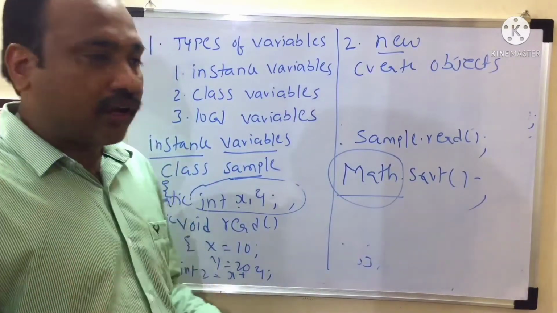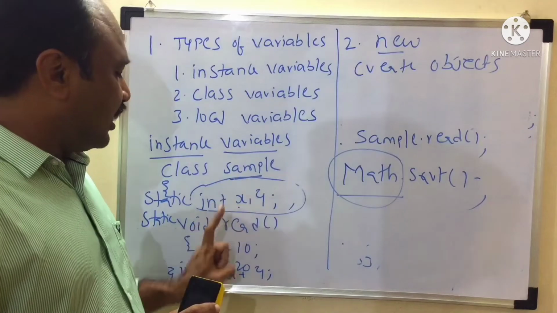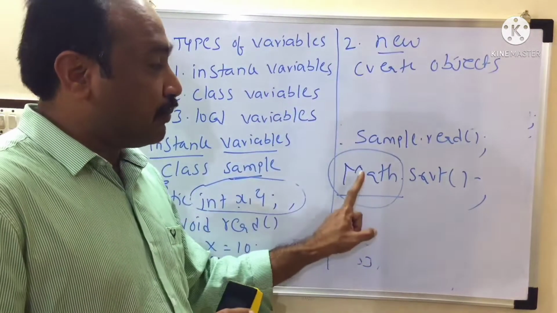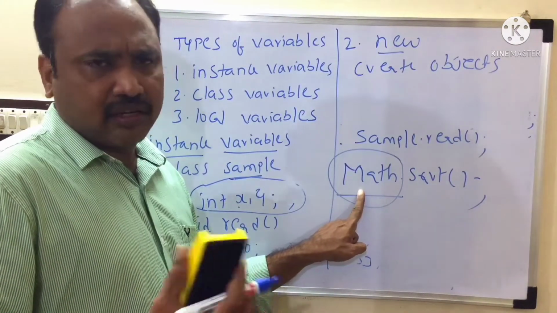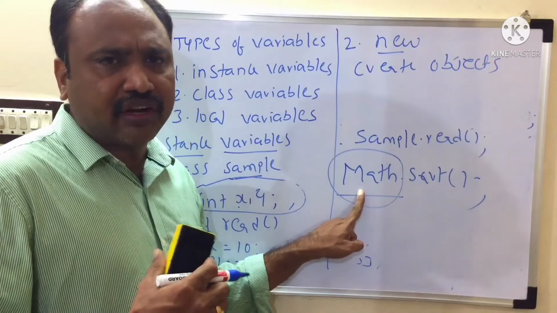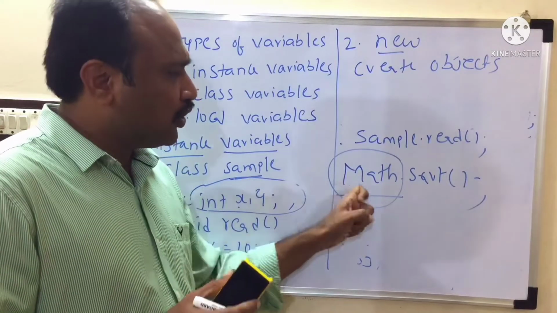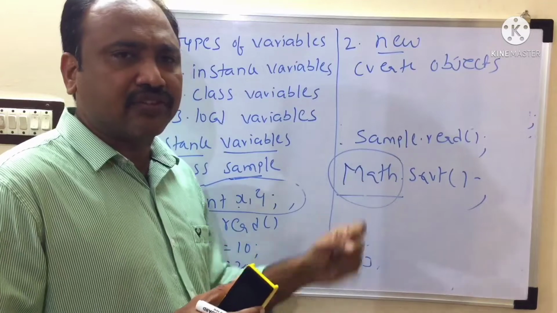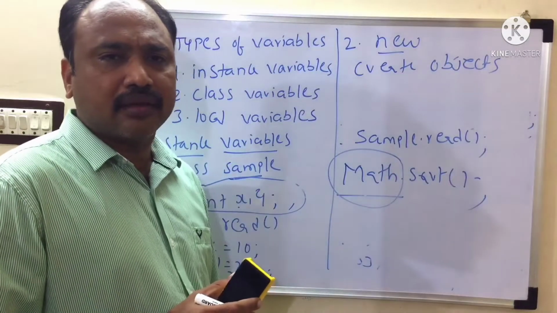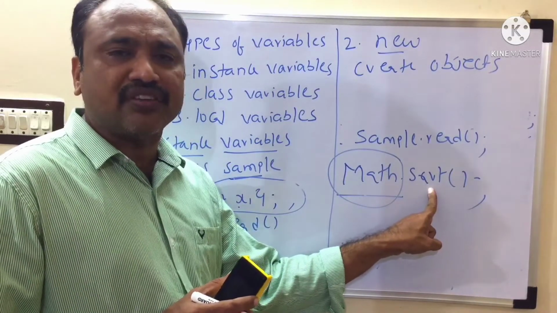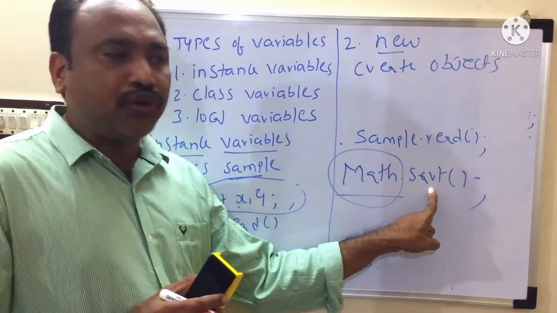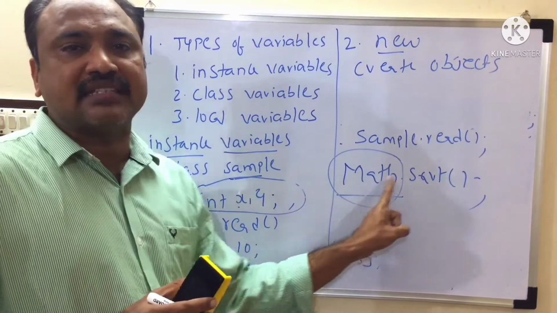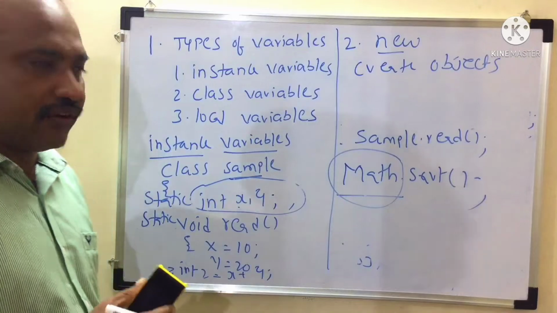So the rule is the same for all. To access the sample class read method, we created an object. In the same way, Math is a predefined class. Of course, it may be a predefined or user-defined class; we have to create an object. We are not creating an object for the Math class. Then how are we accessing it? Because the square root method is a static method. No need of creating an object. Directly I can access it using the class name itself.